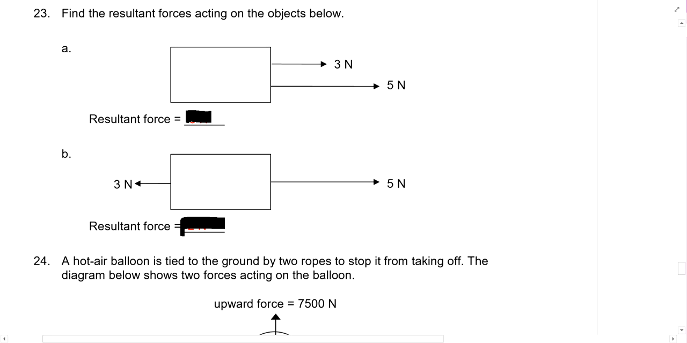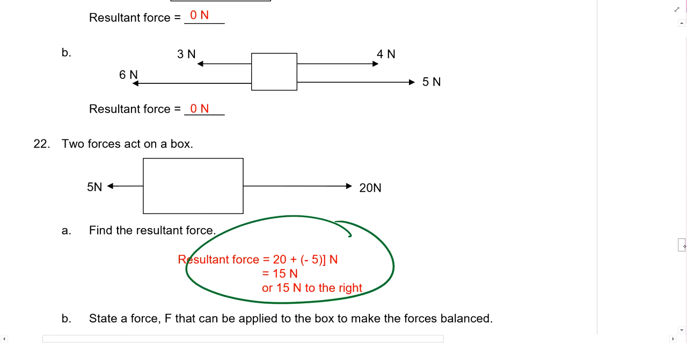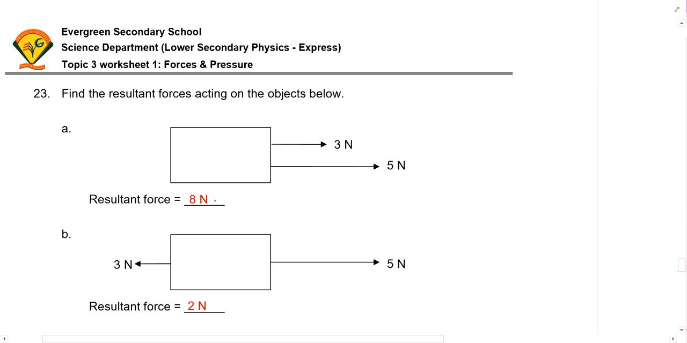Then okay lah. Okay, question 23. We've got about 5 more minutes. If I can't finish, I will have no choice but to carry on. Resultant force. How much is this? 8 newtons. Next one? 2 newtons. Okay, good. Yes, to the right. Did they say that taking right to be positive? No, they didn't. So, to the right.